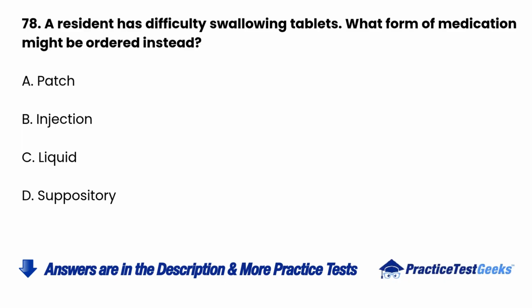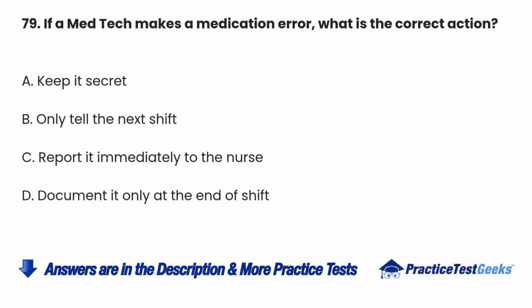78. A resident has difficulty swallowing tablets. What form of medication might be ordered instead? A. Patch. B. Injection. C. Liquid. D. Suppository. 79. If a med tech makes a medication error, what is the correct action? A. Keep it secret. B. Only tell the next shift. C. Report it immediately to the nurse. D. Document it only at the end of shift.